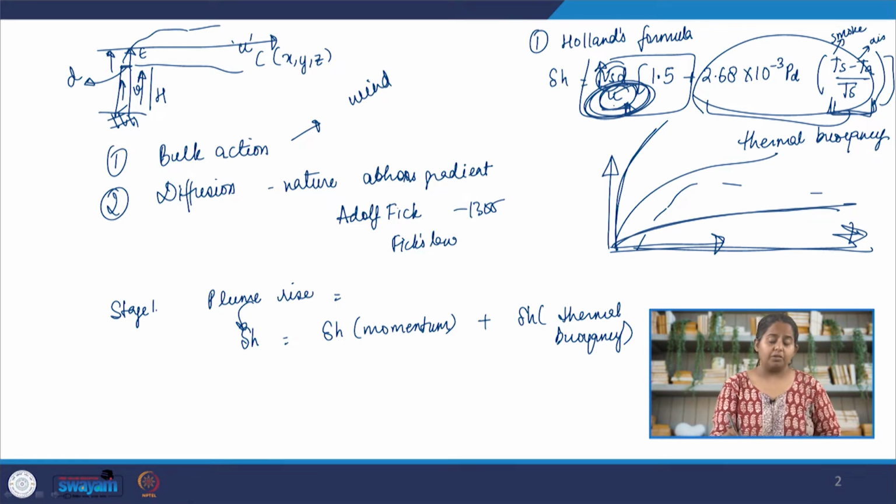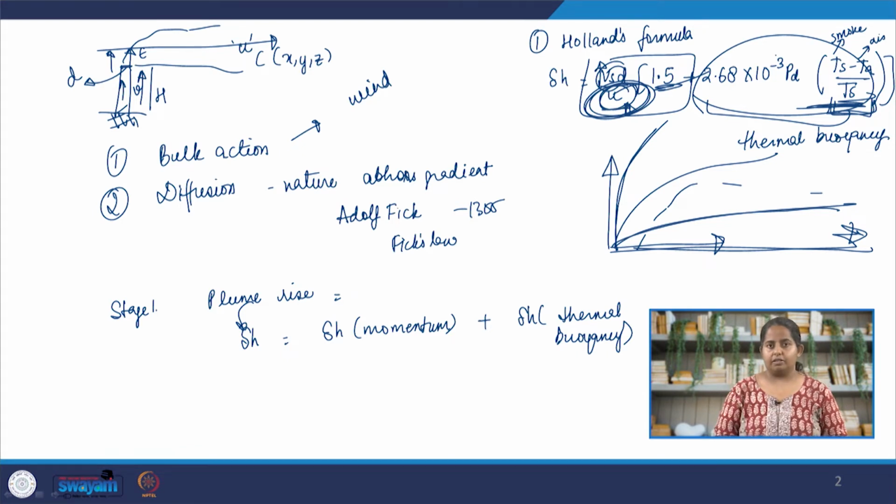This is a very important part of Holland's formula. Vs by U is multiplied to both the thermal buoyancy and to this factor 1.5, which means regardless of the thermal buoyancy, the smoke may be very hot, but if the wind is very high, it will flatten out the plume rise. If the wind is barely there, it will rise even if the smoke is not much hotter than the air around it. Okay, this is the first formula, Holland's formula.